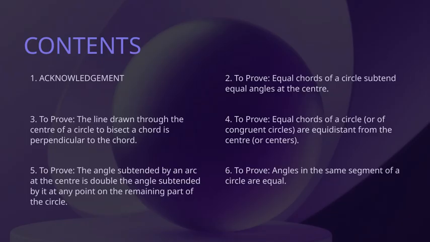Finally, we have the theorem about angles in the same segment of a circle. It asserts that angles subtended by the same arc in the same segment are equal, which simplifies many angle calculations within a circle. Overall, these points build a comprehensive understanding of the relationships between chords, angles, and distances in circles, forming the foundation for more complex theorems.